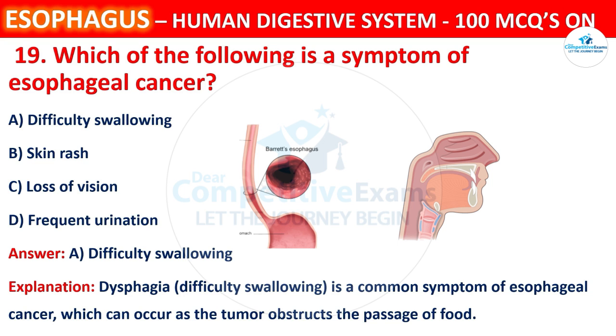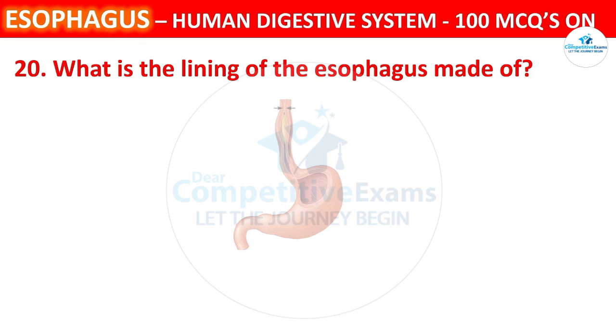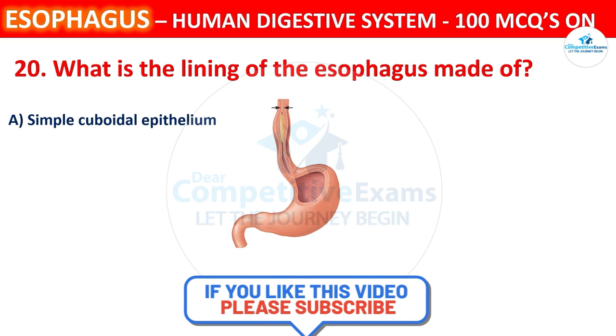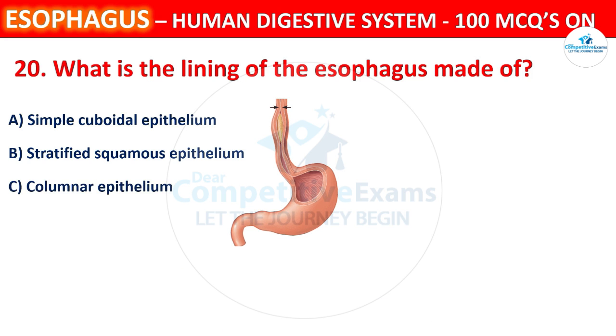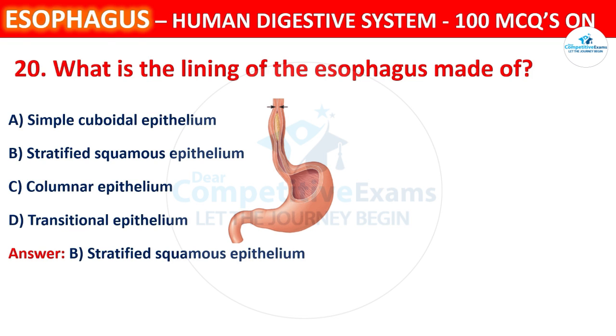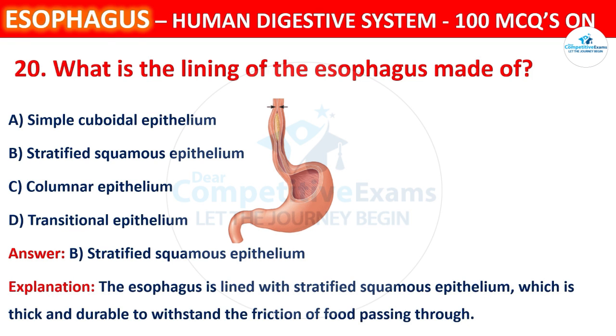Question number 20. What is the lining of the esophagus made of? Your options are simple cuboidal epithelium, stratified squamous epithelium, columnar epithelium, or transitional epithelium. The correct answer is B, that is stratified squamous epithelium. The esophagus is lined with stratified squamous epithelium, which is thick and durable to withstand the friction of food passing through.